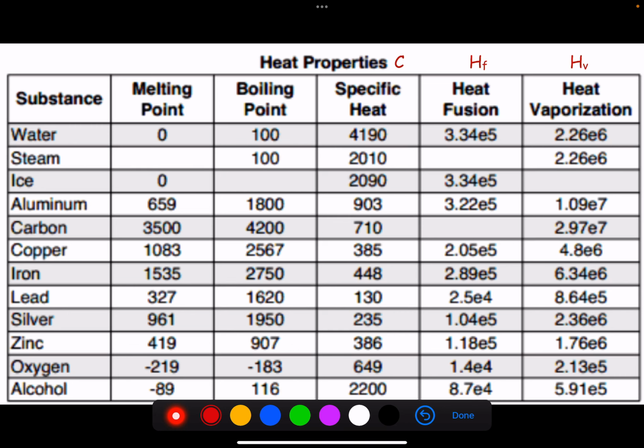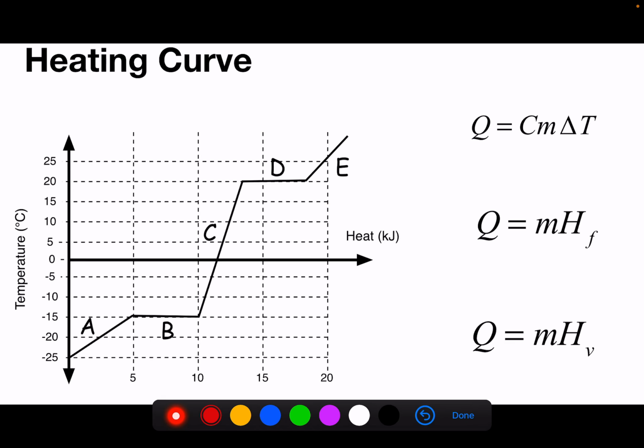So I want to remind you of your reference sheet that has all your important information that we've already talked about, the specific heats, the heats of fusion, and the heat of vaporization for your different materials. I want to remind you about your graphs where you have solids, liquids, and gases, and you have the formulas to calculate the heat for each of those different phases.